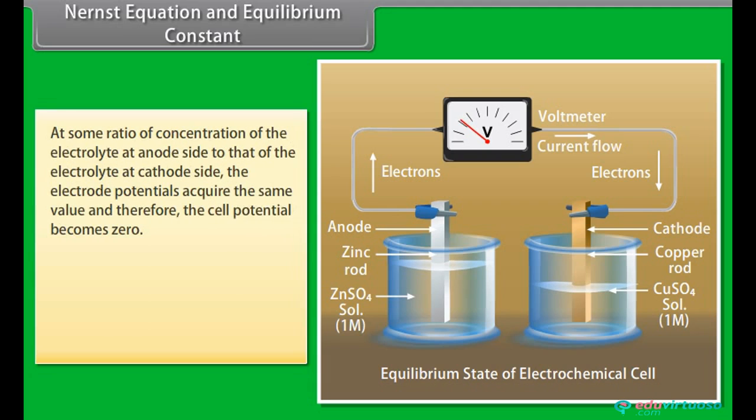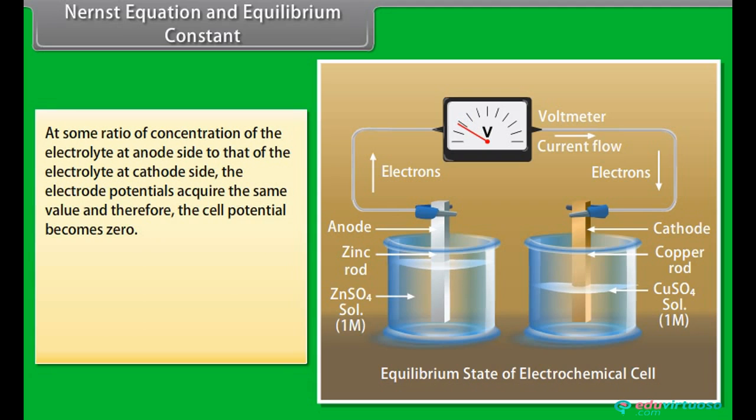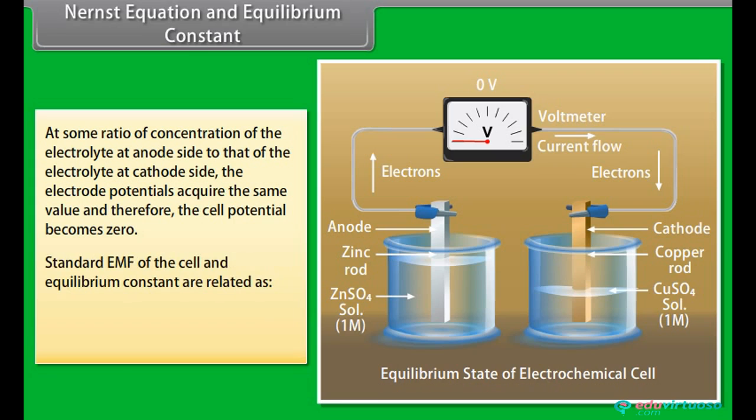Ultimately, at some ratio of concentration of the electrolyte at the anode side to that of the electrolyte at the cathode side, the electrode potentials acquire the same value and therefore the cell potential becomes zero. At this stage, the electrochemical cell stops working and the cell is in a state of equilibrium. By knowing the standard EMF of the cell, the equilibrium constant for the cell reaction can be calculated as E naught cell is equal to 0.059 upon n log Kc.